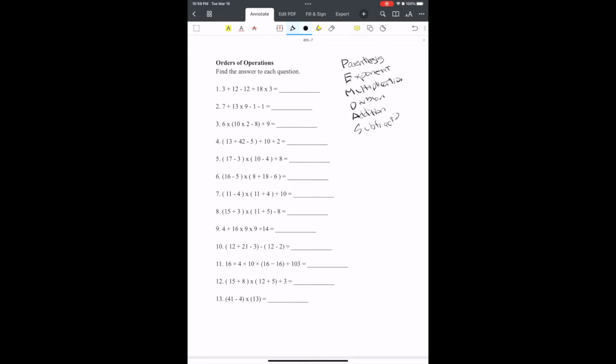However, with the M and the D and the A and the S, whenever there's multiplication and division, you don't just go multiplication then division. You read it like how you read a book, from left to right. And same goes with addition and subtraction.